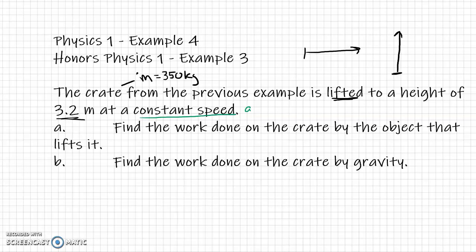When I see constant speed, I'm thinking acceleration equals 0. Another thing I want to think about is that the net force has to be 0, and this is only accomplished if the forces balance. So these are things that I'm thinking when I see the words constant speed: 0 acceleration, net force of 0, and forces being in balance.